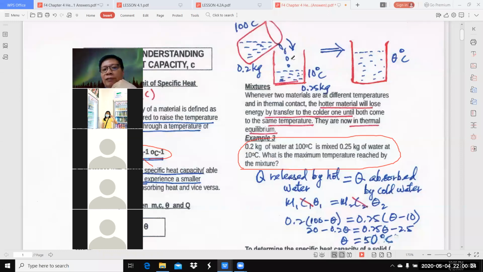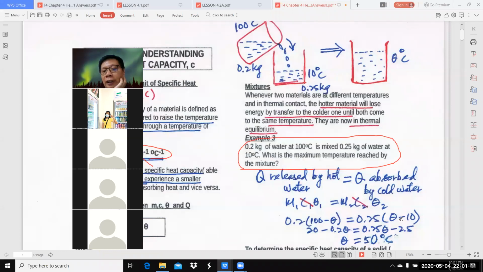For the hot one, the change in temperature, you take the higher temperature minus the final temperature: 100 minus theta. Whereas for cold water, M is 0.25. Change in temperature is theta minus 10, because final temperature is still higher than 10, correct? You must have this concept now. The final temperature must be lower than 100 and higher than 10, in between, correct? For a change in temperature, you take the big value minus the small value. This one is bigger than this, so theta minus 10. Here is 100 minus theta.